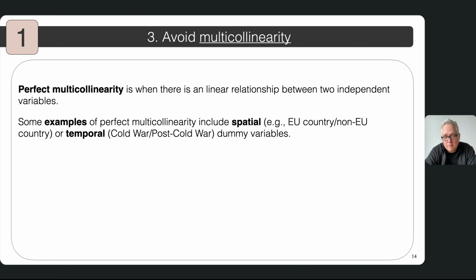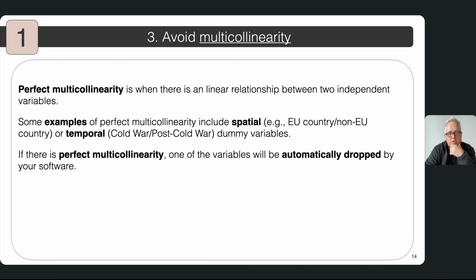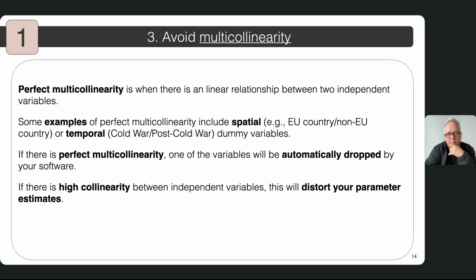Some examples of perfect multicollinearity include spatial variables. If you have predictors for both EU and non-EU countries as separate variables instead of one variable, or temporal, like if you have Cold War and post-Cold War variables in there separately, then they'll be perfectly negatively correlated. When one is in one group, it won't be in the other. And so that'll end up just having to be dropped by the statistical software. So one will automatically be dropped.